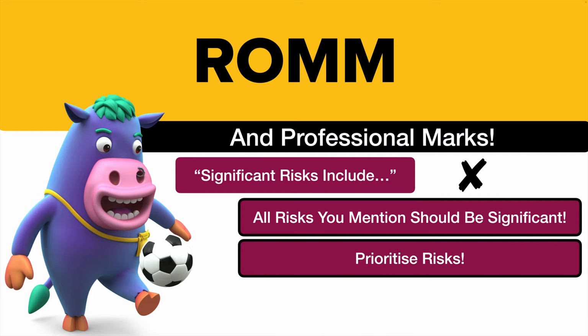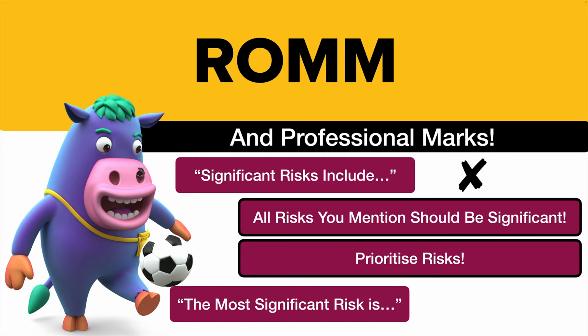Also, what you should be doing is prioritising the list. You're being professional. You want to show them the most specific big risks first, ideally. So if you said the most significant risk is, or the two most significant risks are, then that's going to get you a lot more marks. You don't have to do it in order, but we'll come to that in a second.